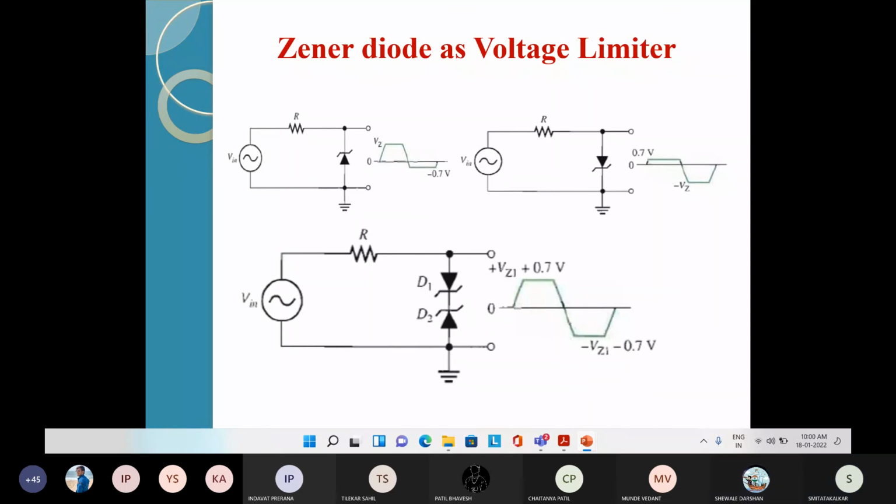This is the Zener diode voltage limiter. You can see it and complete it by referring to the book. The PPT is already shared. You can check it. All the best. Thank you all.